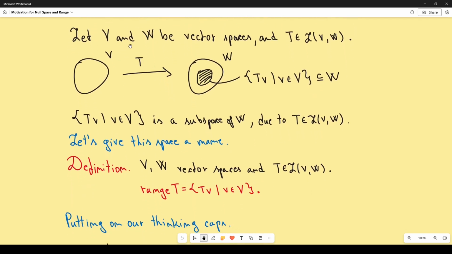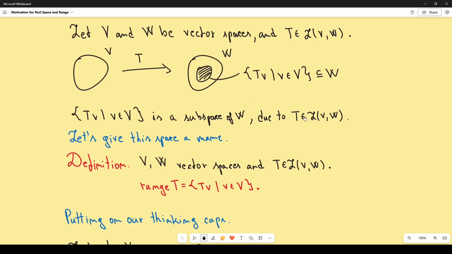So let's set up our playing field. Here we have V, W, vector spaces, and some T linear. So T maps V to this thingy over here with the stripes. This set is the set of all images. So it has all the Tvs in it.